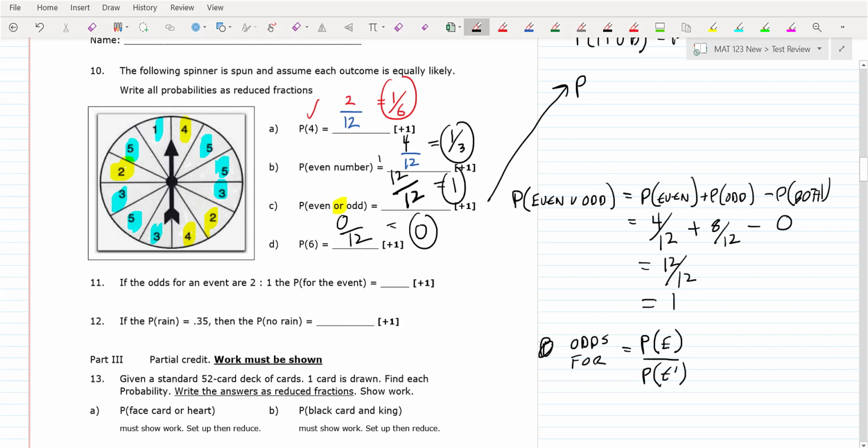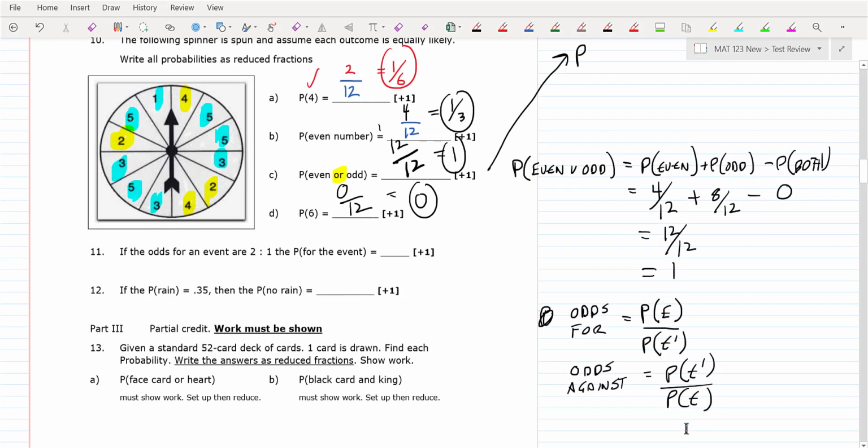So that would be the probability of it happening over the probability of it not happening. If you do it backwards, if I ask for the odds against, then it's backwards. It's the probability of it not happening over the probability of the event happening. So if you don't know that formula, write it on your note card and write down what it means, okay?